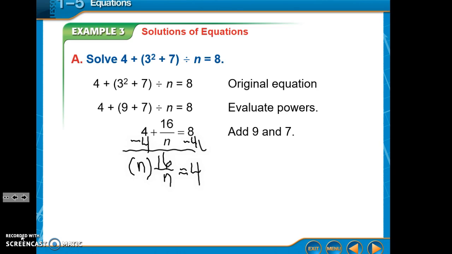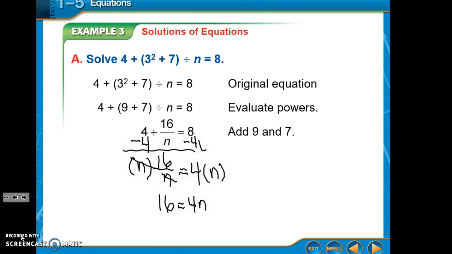What do the properties of equality say? Whatever you do to one side of the equal sign, you have to do to the other. So if I'm multiplying this side by n, what do I have to do over here? I have to multiply this side by n as well. So my n's cancel, and we have 16 equals 4n, right? Okay, my n is not by itself yet.